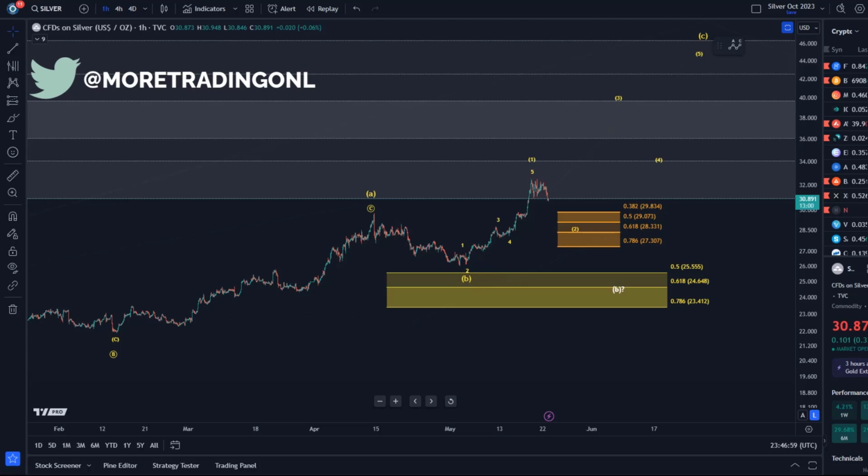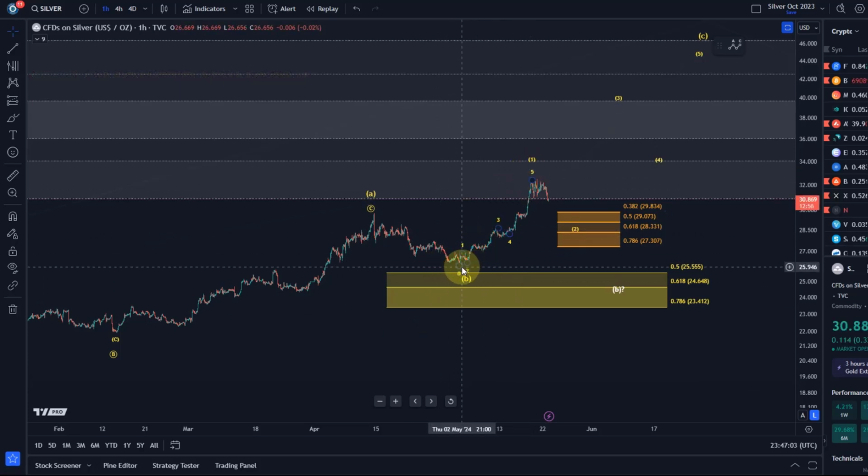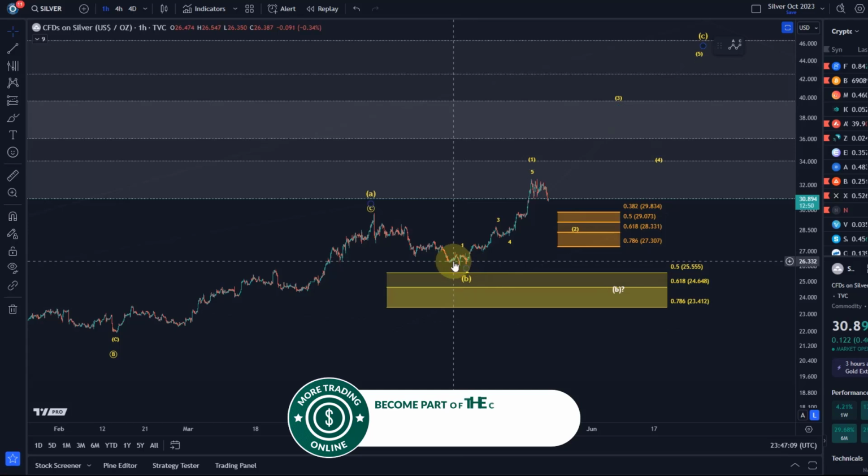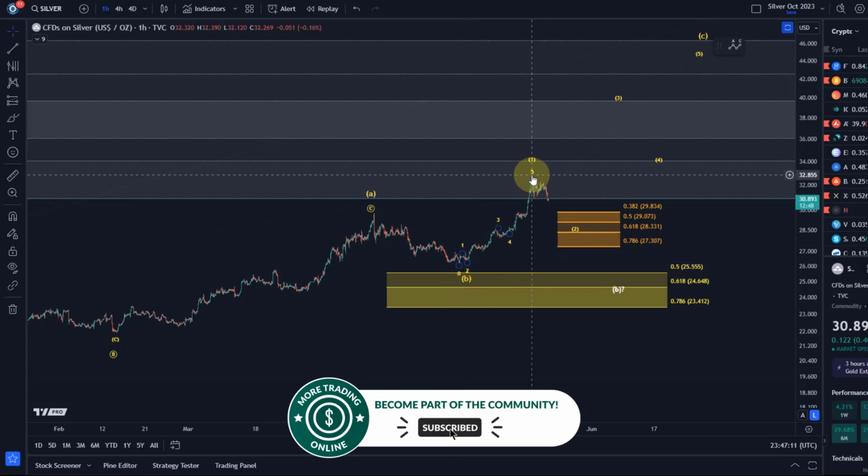Silver has produced a possible 5-wave advance here from the B-wave low around where the low was put in place on the 2nd of May. 5 waves up means that I'm on the lookout for a 3-wave pullback.